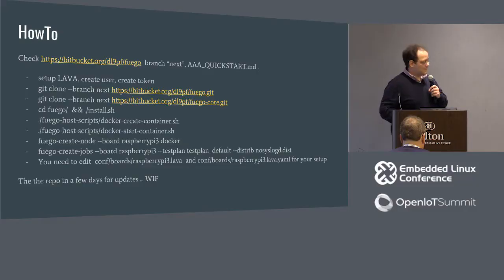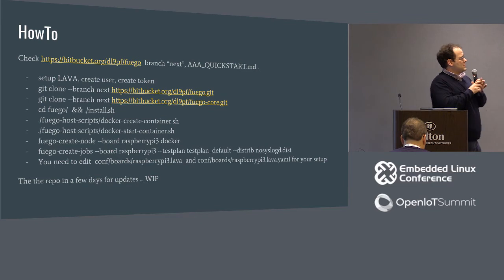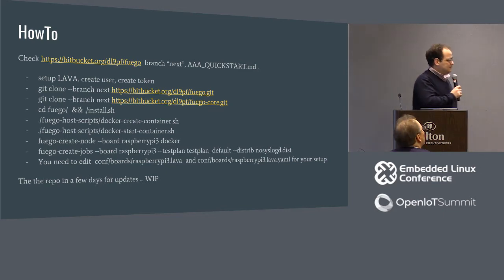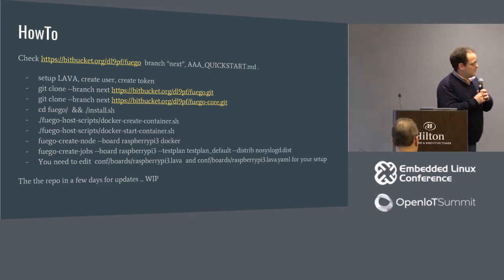So how can you try that out? I cloned Daniel's branch, Fuego Next, and I worked on Fuego Next. Here's my project on Bitbucket. I just rebased it yesterday again. It's the same instructions, you just use those two repos. And I created templates for the Raspberry. What you need to add is, of course, the Lava bits, the credentials for the server, username and the token. That all needs to end up there.